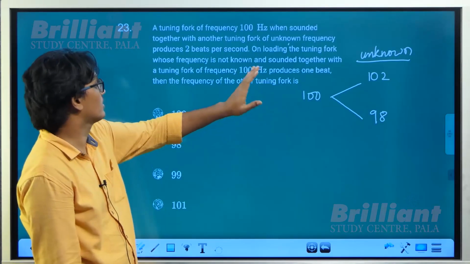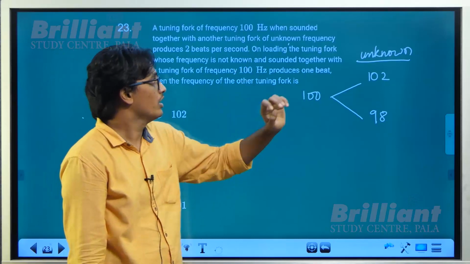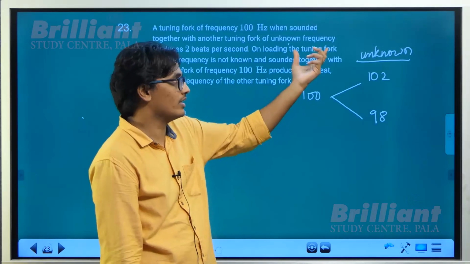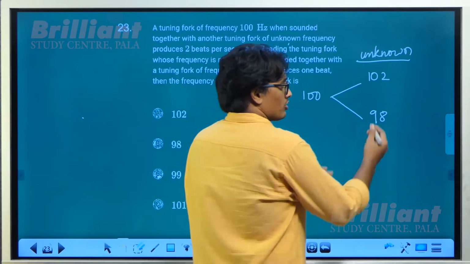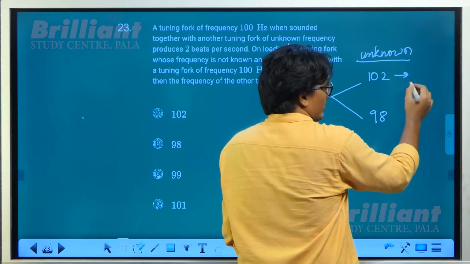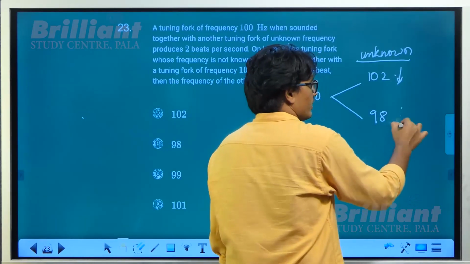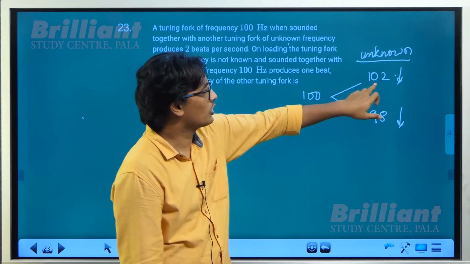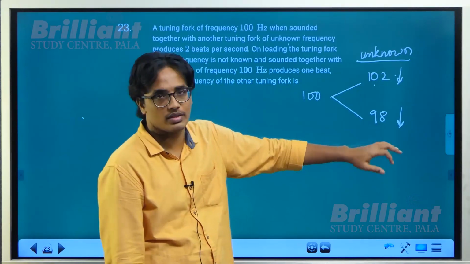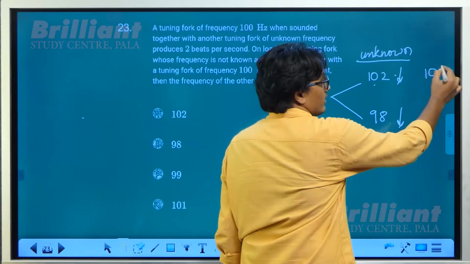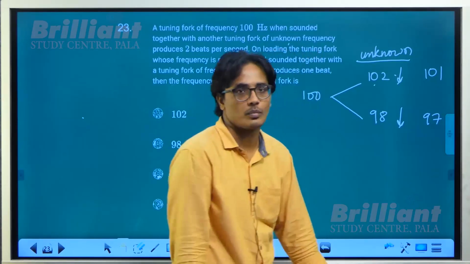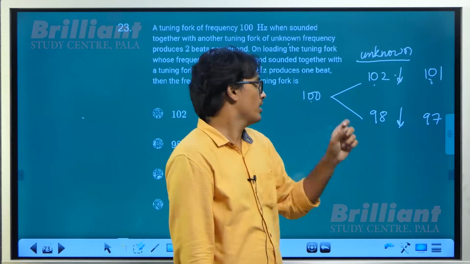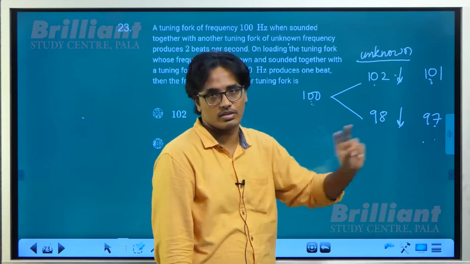Now, the unknown fork is loaded. When you load this tuning fork, you are increasing its mass, or its inertia, so its frequency will decrease. If it was 102, it decreases; if it was 98, it decreases. So 102 becomes 101, and 98 becomes 97. Suppose you take this case, it is 101; in this case, it is 97. Now if you sound these with 100 Hz, the beat frequency is 1 in one case and 3 in the other.